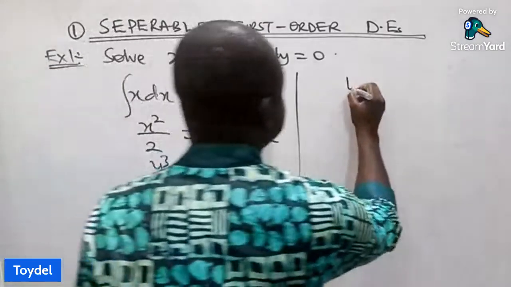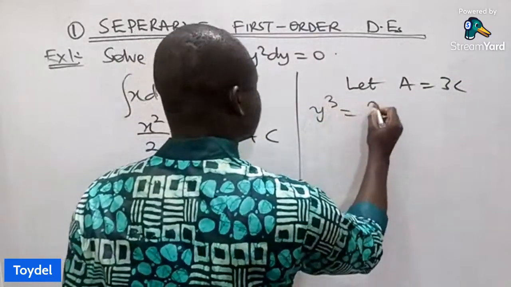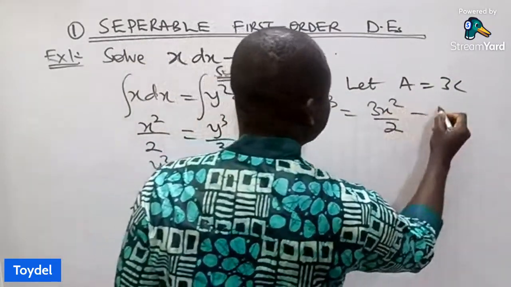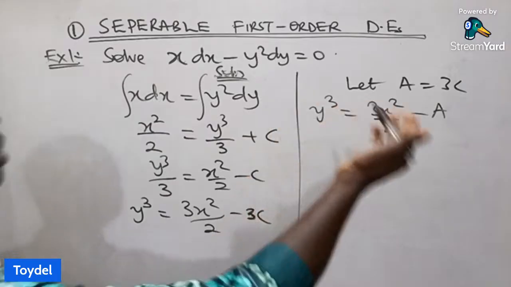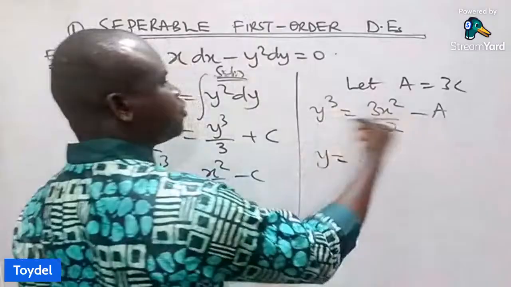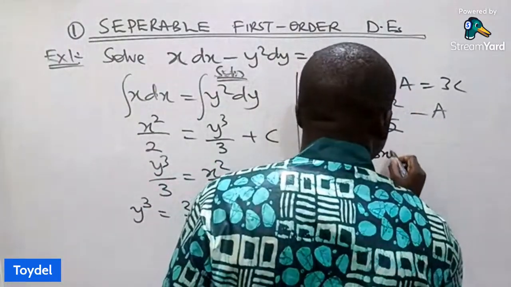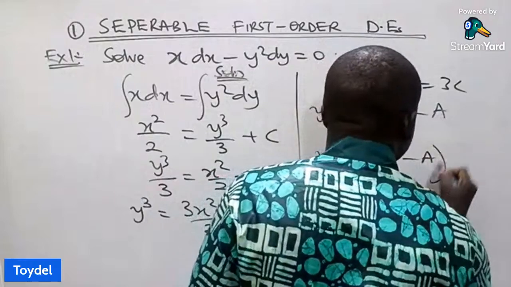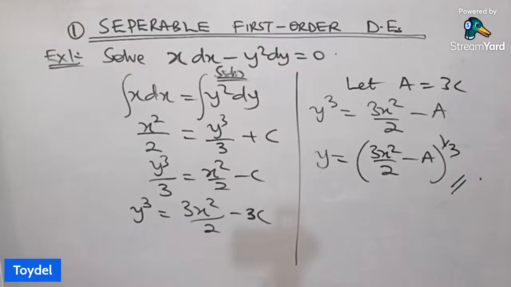So I can say let a be equal to 3c, so that y cubed can be equal to 3x squared all over 2 minus a. It's still the same thing. Where c is an arbitrary constant, I can decide to use any constant to represent that. Then how do I get the value of y? I can take the cube root of both sides. If I take the cube root of both sides, then y will be equal to the quantity 3x squared all over 2 minus a, raised to power 1 over 3. That will be the final answer that we are going to get there.